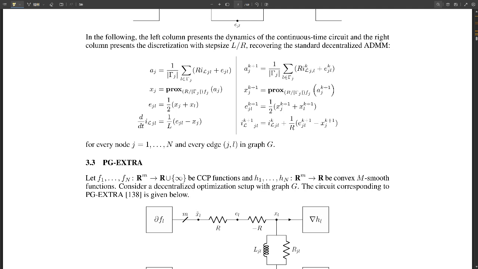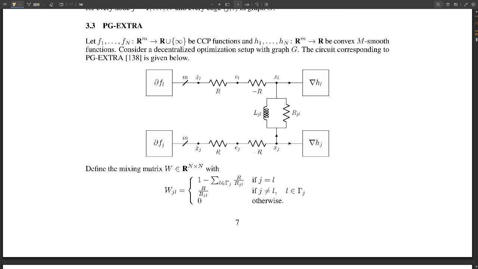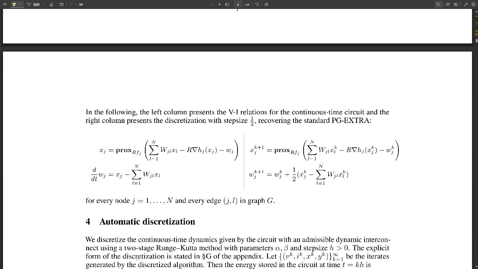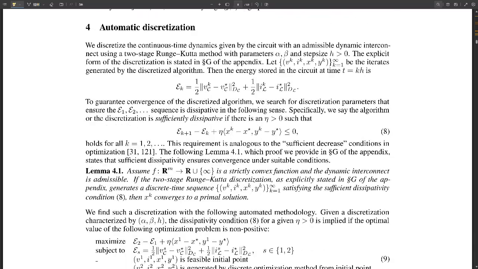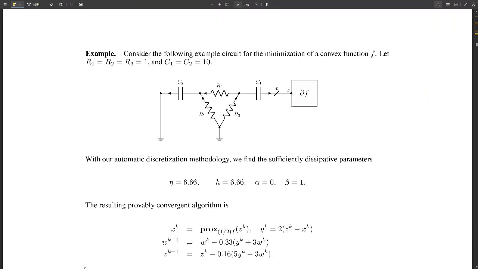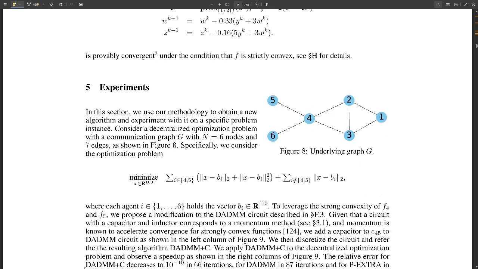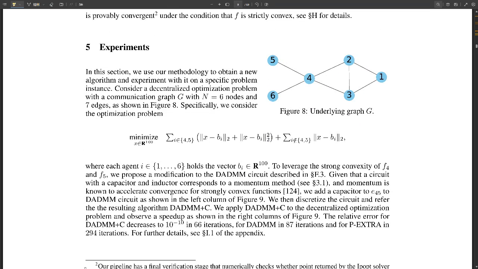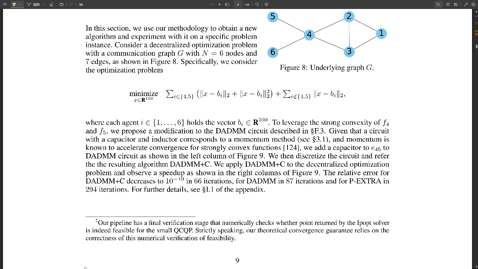Exactly. And the best part, we can use this approach to look at other algorithms too. By studying energy dissipation in different circuit designs, we can get a better grasp of how various optimization methods perform. It's like we've discovered a new language to understand algorithms, one that's rooted in the physical world. And that leads us back to the DADM plus C algorithm, which is designed for a special problem called a decentralized optimization problem on a graph.